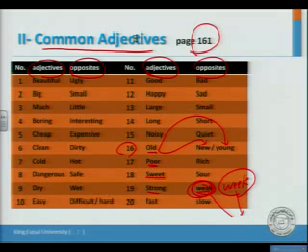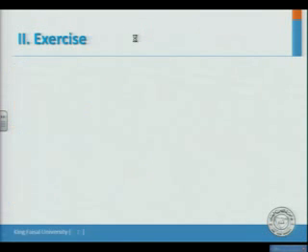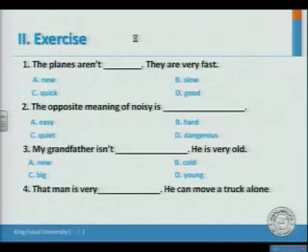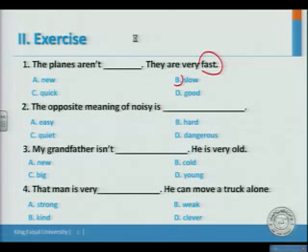Okay, so let's practice some questions. The first one: the planes aren't, they are very fast. It is repeated, I remember this word from another lecture. The planes aren't, they are very fast. What is the opposite of fast? Slow. So this is the answer. Number 2, the opposite meaning of noisy. Noisy means مشاغب أو ضجيج أو مثير للضجة, is quiet, هادئ.